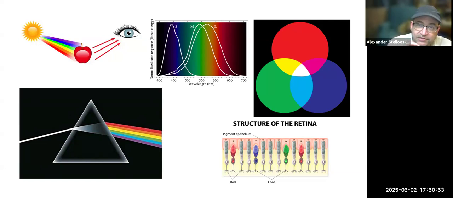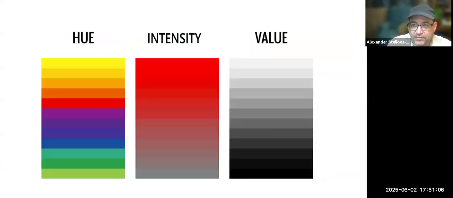And one of the end results of that is that although color is really important, value, light and dark, how colors relate to light and dark, is even more important. And we'll talk about that a little bit more. Well, actually, we'll talk about it right now.